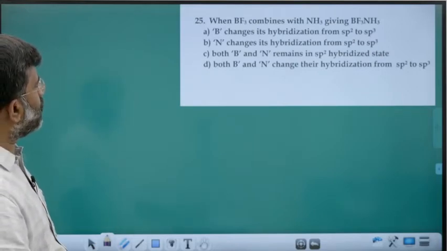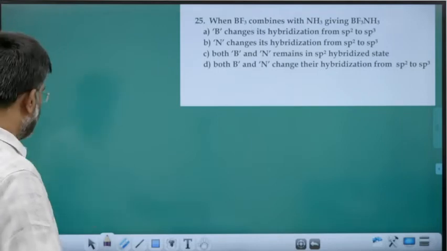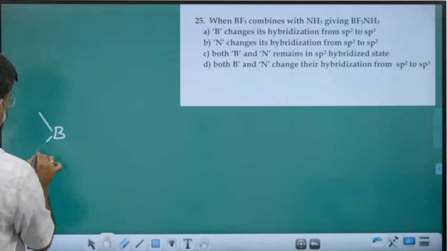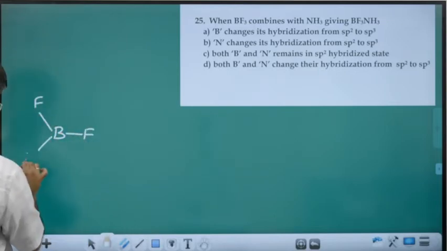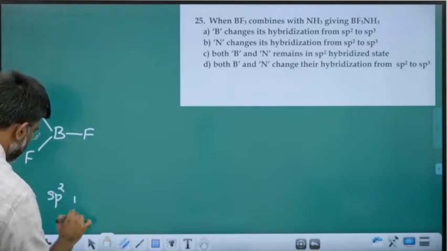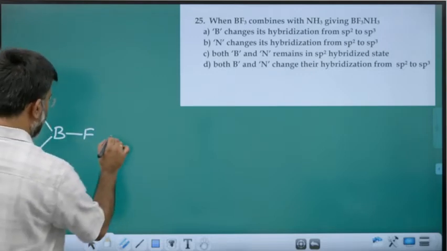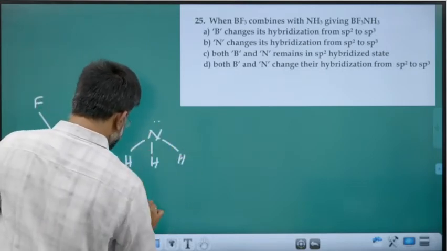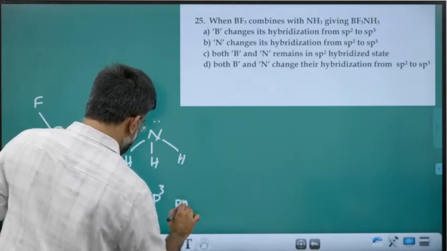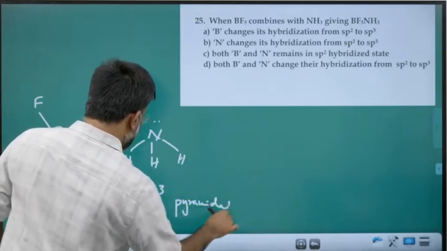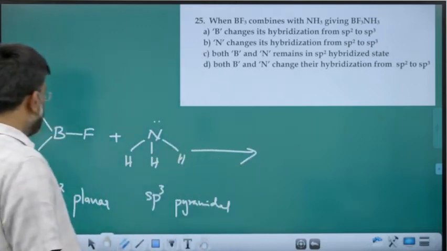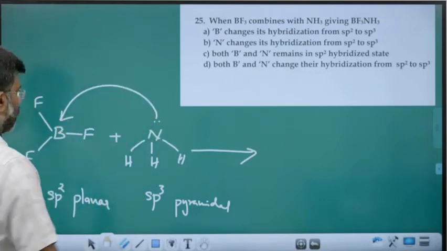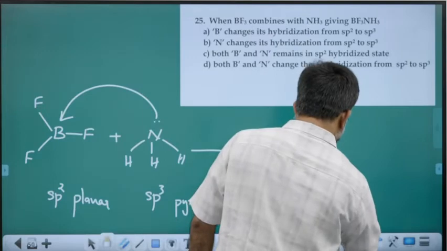BF3 combines with NH3 giving BF3NH3. BF3, all of you know, is sp2 planar, and it is interacting with NH3, which is sp3 pyramidal. Now they are going to interact. This is an electron rich system, this is an electron deficient system. There will be a coordinate bond formed like this and the system turns like this.